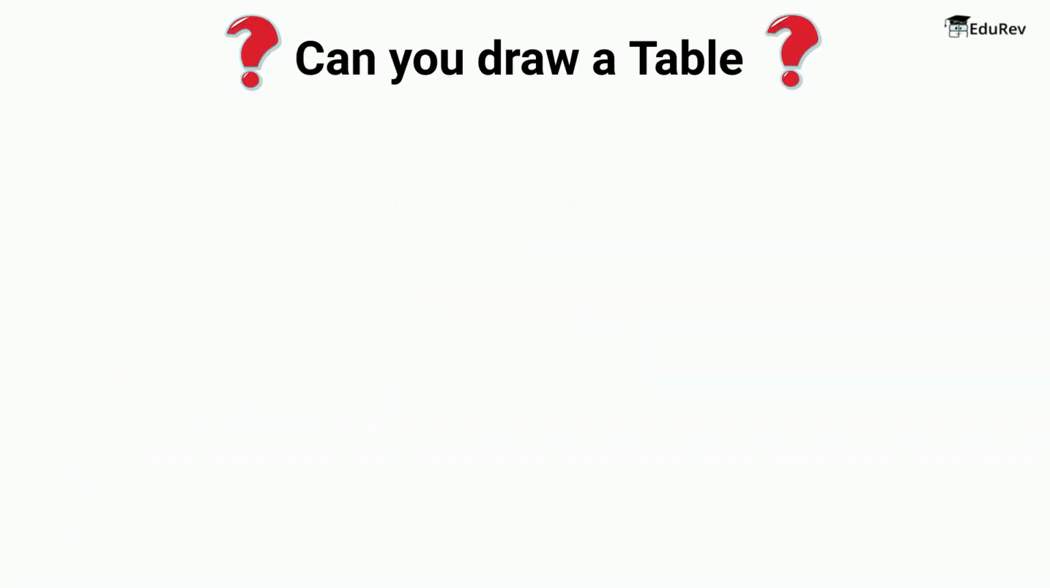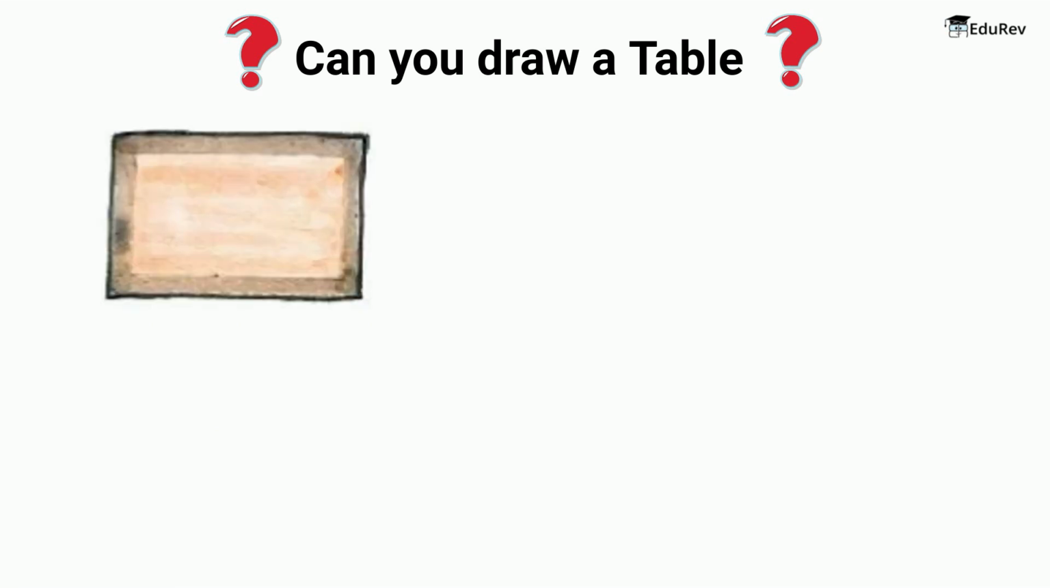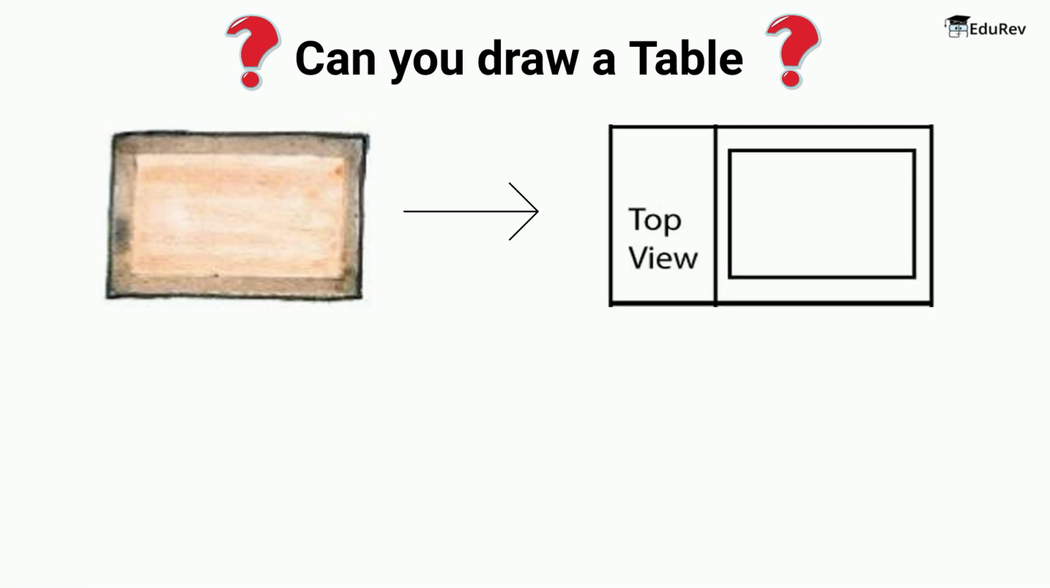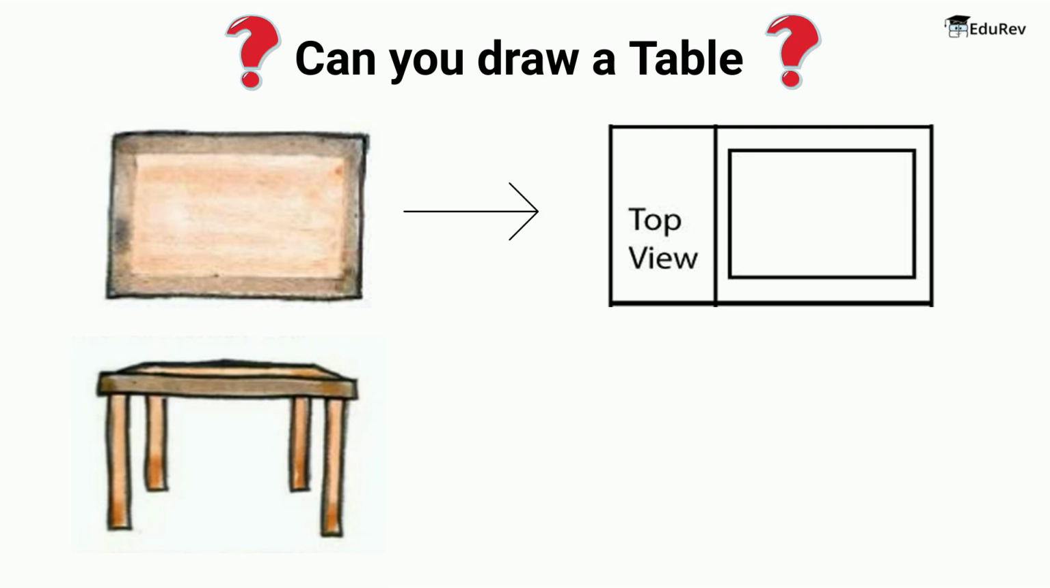Children, can you now draw the different views of a table? Which view is this? This is the top view of a table. A table when viewed from the top appears to be a plain rectangle with no legs. And here is the drawing of this top view of the table. Now, which view of the table is this? This is the side view of a table. Only legs of the table are clearly visible when we see it from the side. And here is the drawing of the side view of the table.